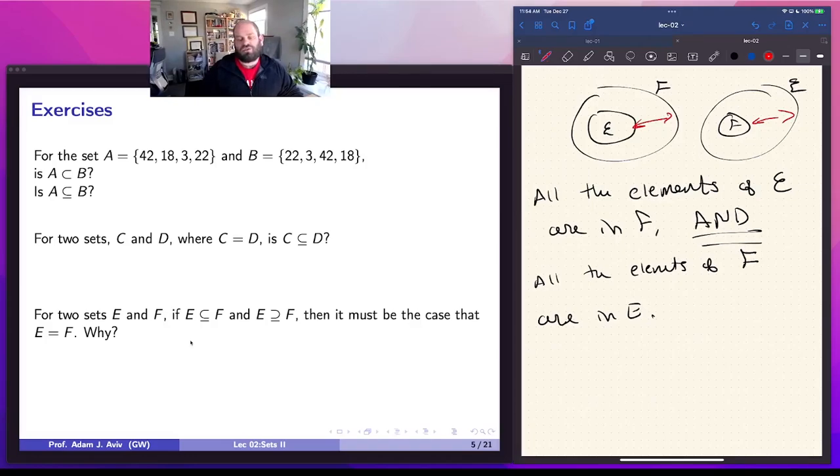Now, you could also reason that if both of these things are true, then there couldn't be any element that isn't in one or the other. But it's actually a pretty straightforward argument just to see that if all the elements of E are in F and all the elements of F are in E, then there is no element that isn't in both sets. Then they must be equal by the definition of equality. So that's another good one. Okay, I have a couple more examples.